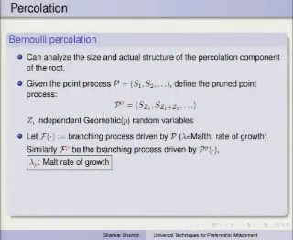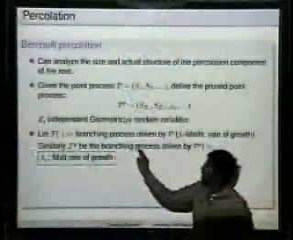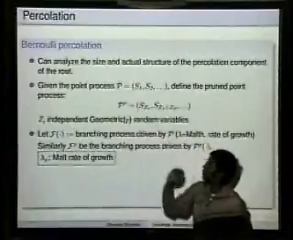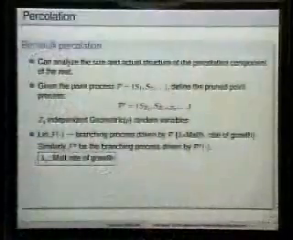Similarly, you can define a branching process which is driven by this pruned point process, the same story. Each person produces according to this point process instead of the old one. And you can compute a corresponding Malthusian rate of growth.